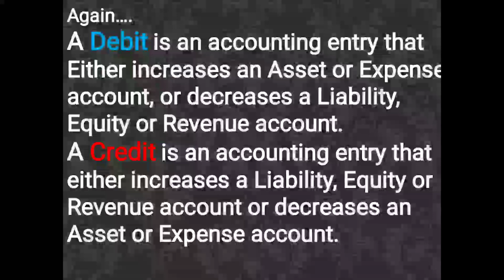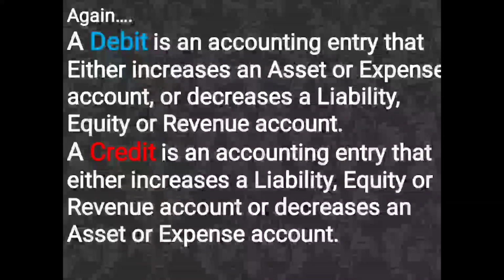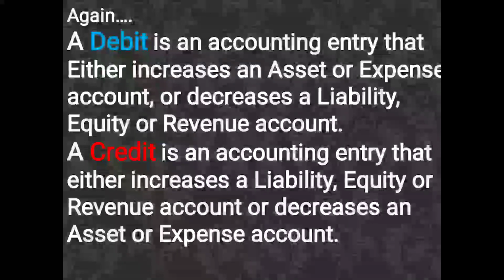That is, when an asset or expense is increased, then it is debited, and when a liability, equity, or revenue account is decreased, then it is debited. On the other hand, when a liability, equity, or revenue account is increased, then it is credited. But when an asset or expense account is decreased, then it is credited.